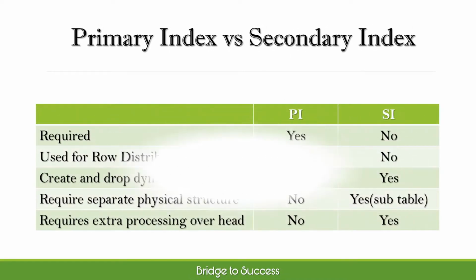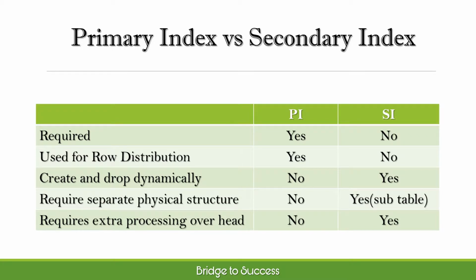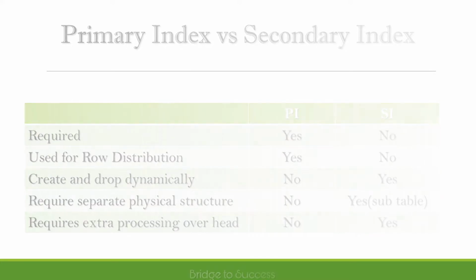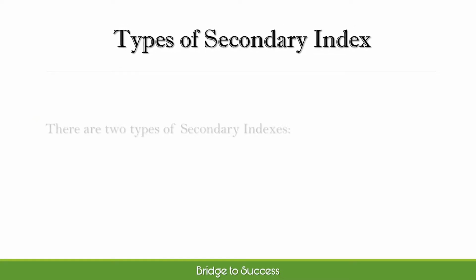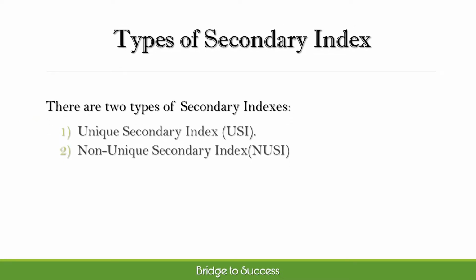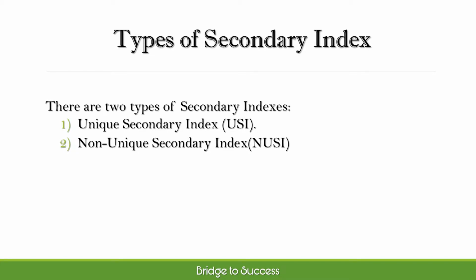Let's see the difference between primary index and secondary index. PI is required for a table, whereas SI is not. Primary index is used for data distribution. Secondary index can be created and dropped dynamically. SI requires separate physical structure for subtable, and requires extra processing overhead. There are 2 types of secondary indexes, unique secondary index and non-unique secondary index.